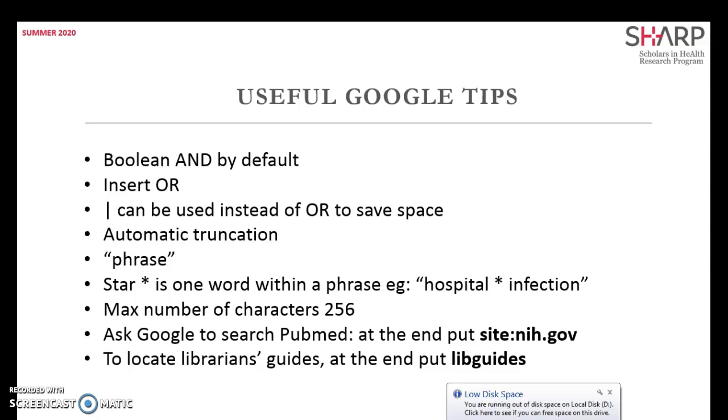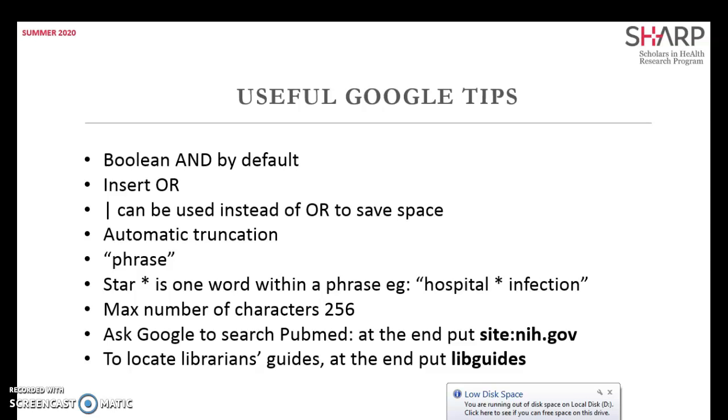There is automatic truncation in Google. So if I type in neoplasm, I'll get neoplasms, neoplasmic, neoplastic. Phrase searching is allowed, so when I type in breast cancer, I can change it into a more valid concept that I want by typing it in between quotations: open quotation, breast cancer, close quotation.